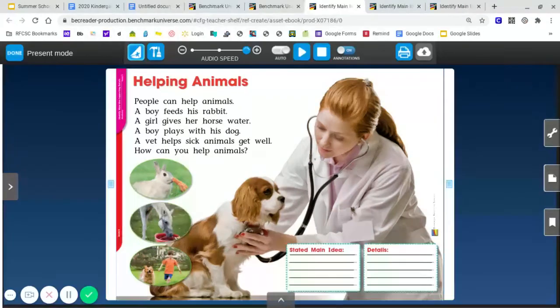Helping animals. I'm going to read this to you twice, and then we're going to discuss the main idea and details. Are you ready? Let's begin.